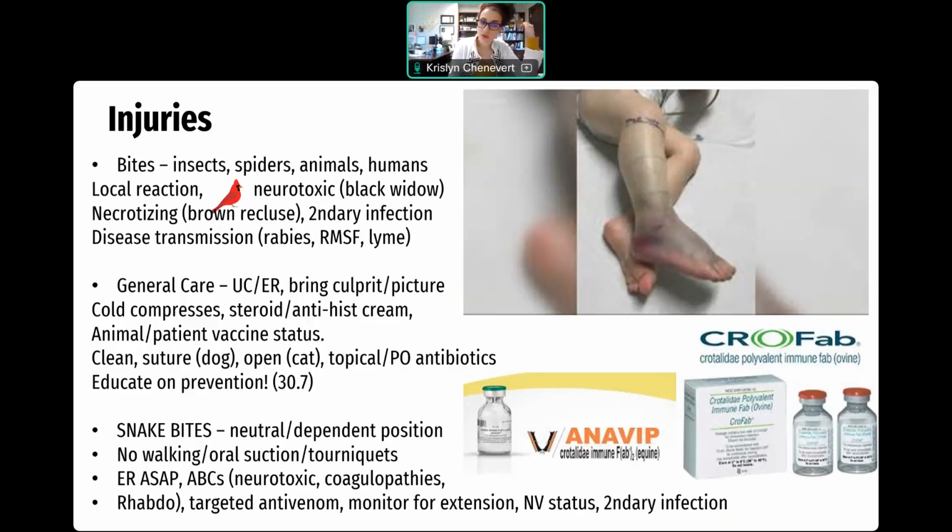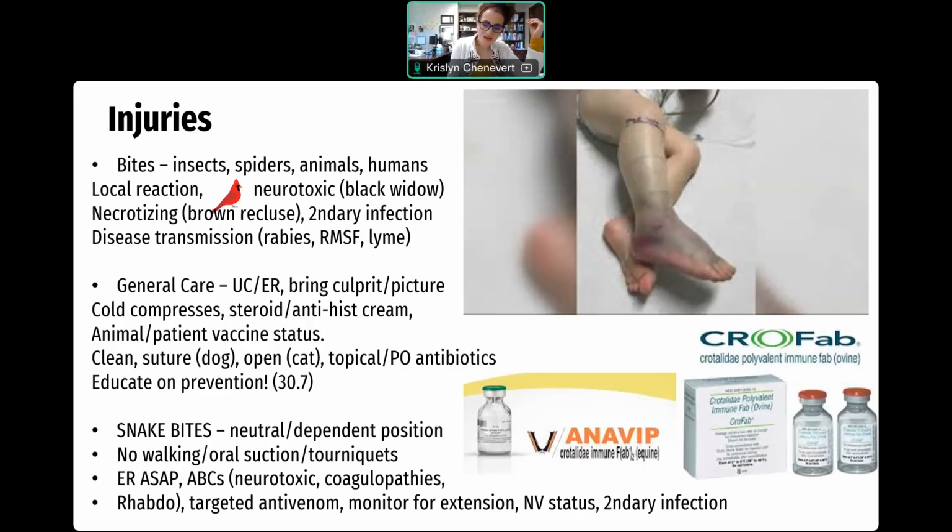Also, for the same reason, we really don't want them walking on that extremity if it's a lower extremity. Also, no oral suctioning or tourniquets. These are things that have kind of been educated, passed down through the generations. They don't help. They can only potentially cause tissue injury and damage. And if they don't help, then they're really just kind of exposing someone else to someone's blood and snake venom. So that's not beneficial.